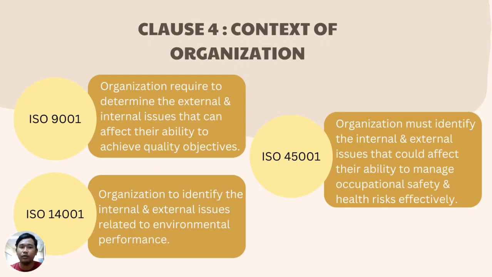Next, we're going to go through the clause for context of the organization. For ISO 9001, the organization is required to determine the external and internal issues that can affect their ability to achieve quality objectives. So, they must identify the interested parties and their requirements and define the scope of the quality management system.